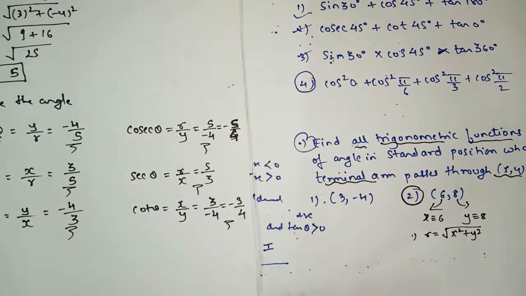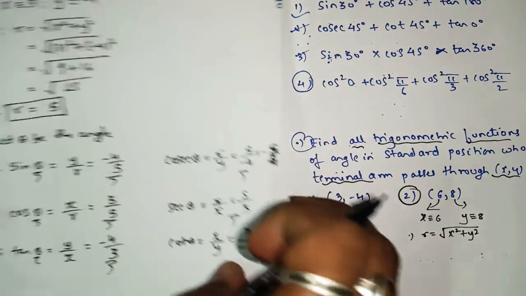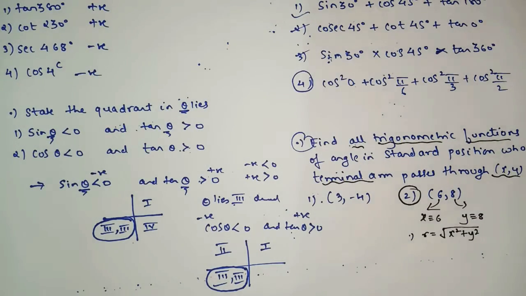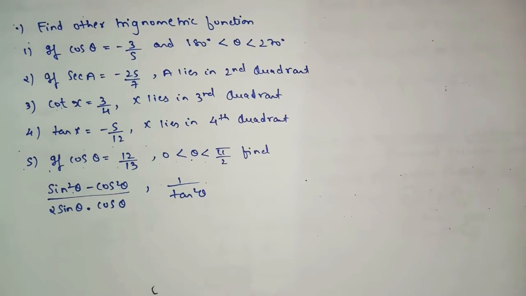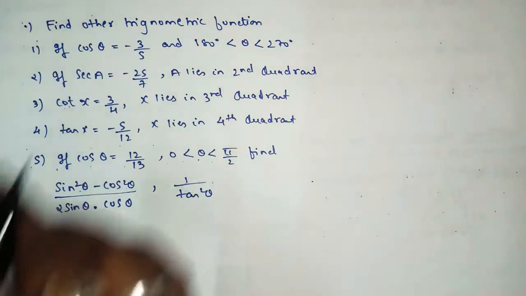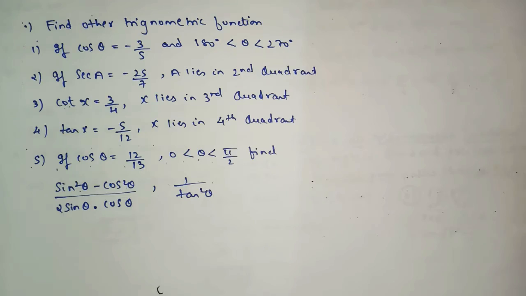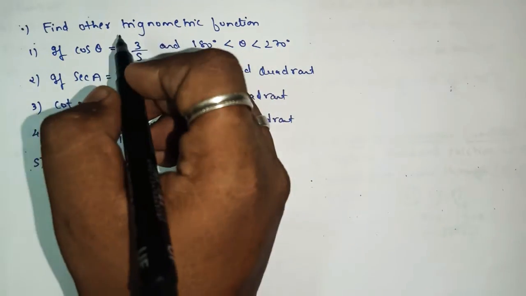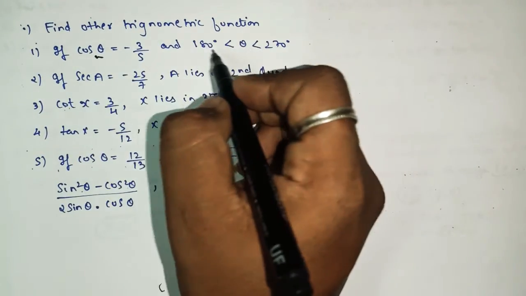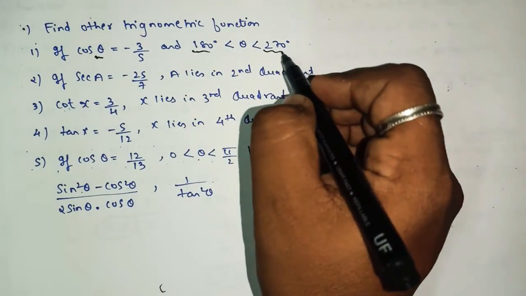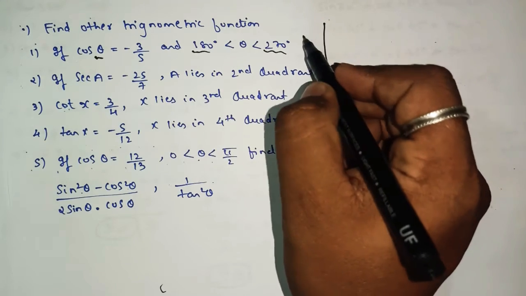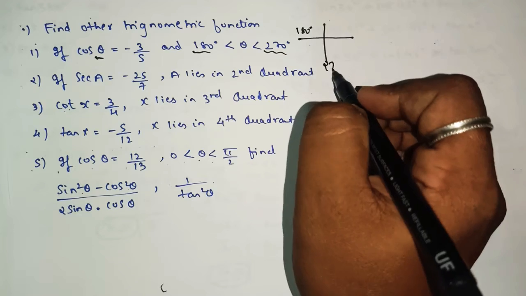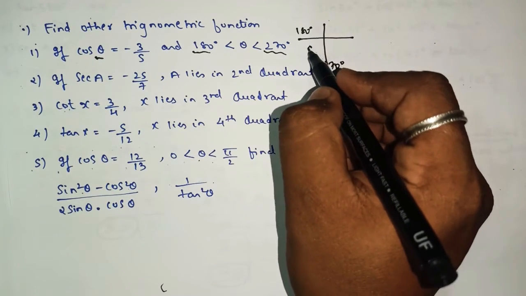So let's move on to the next questions from the exercise. The next question says you have to find the other trigonometric functions if cos theta is minus 3 upon 5, and theta lies between 180 and 270. What do we mean when theta lies between 180 and 270? Here 180 will come and here 270 will come. So our theta lies where?